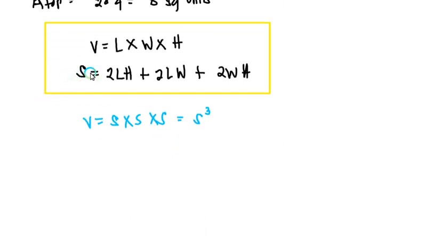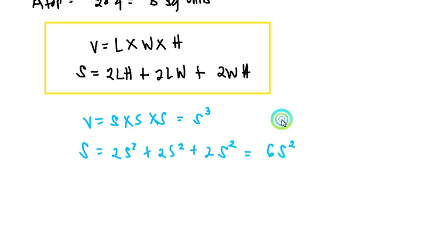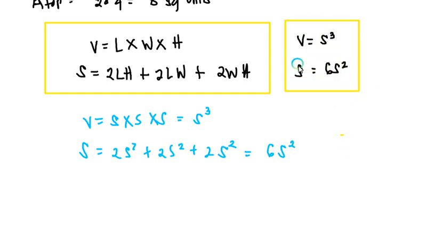How about the value for your surface area? For your surface area, that is equal to S times S, that is S squared, plus 2S squared again, plus 2S squared again. So this is equal to 6S squared. Therefore, the formula for a cube: V is equal to S cubed, and our surface area is equal to 6S squared. Okay, so this is our formula for the volume and surface area of a cube.